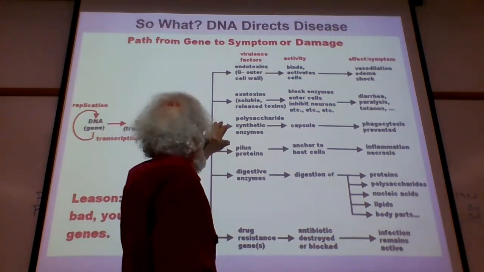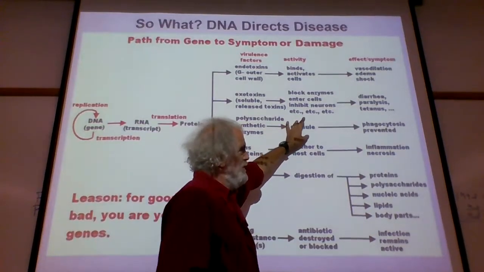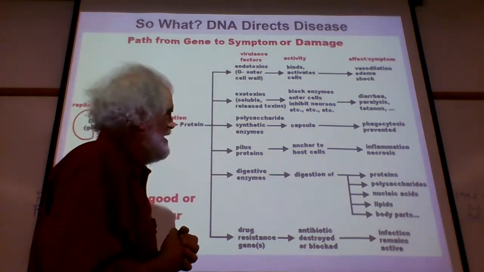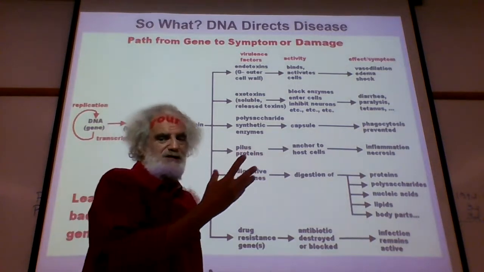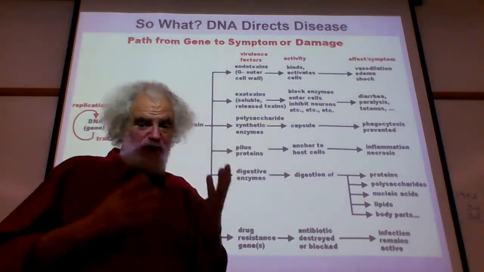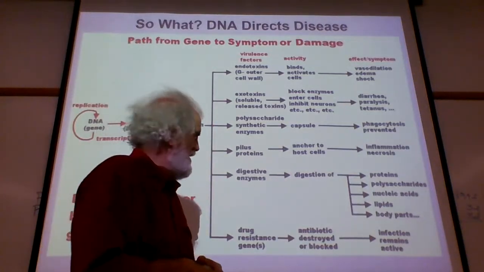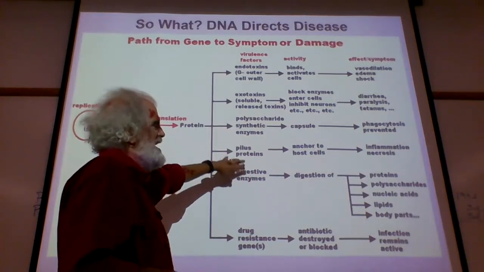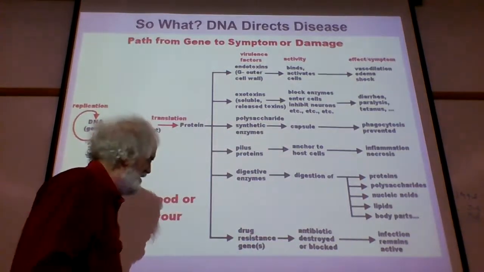We have polysaccharides that are being generated to produce the capsule, and that can prevent a bacteria from being phagocytized by the immune system. We can have the pili being produced that are going to anchor the bacteria to some part of the host. And this is what's going to be responsible for inflammation and necrotic tissue as you have a bacteria that's not being washed away but actually hanging off in one spot. We have all kinds of digestive enzymes that can begin to digest parts of your patient.